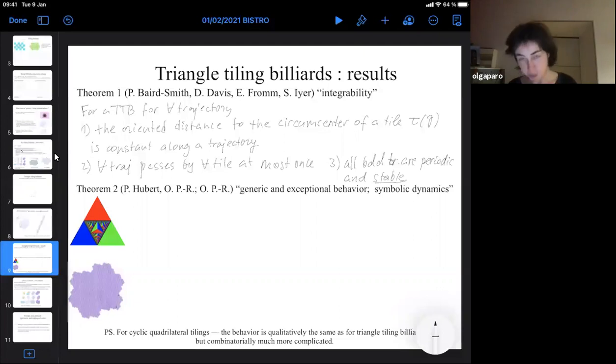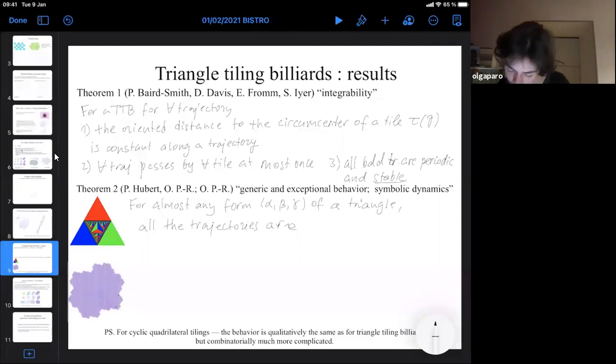And with Ms. Pascal, we have proven that for almost any tile, for almost any form of a triangle, so a form is defined by the angles, all the trajectories on the corresponding tiling are either periodic or linearly escaping. So the trajectories I have showed you on the previous slide are typical.